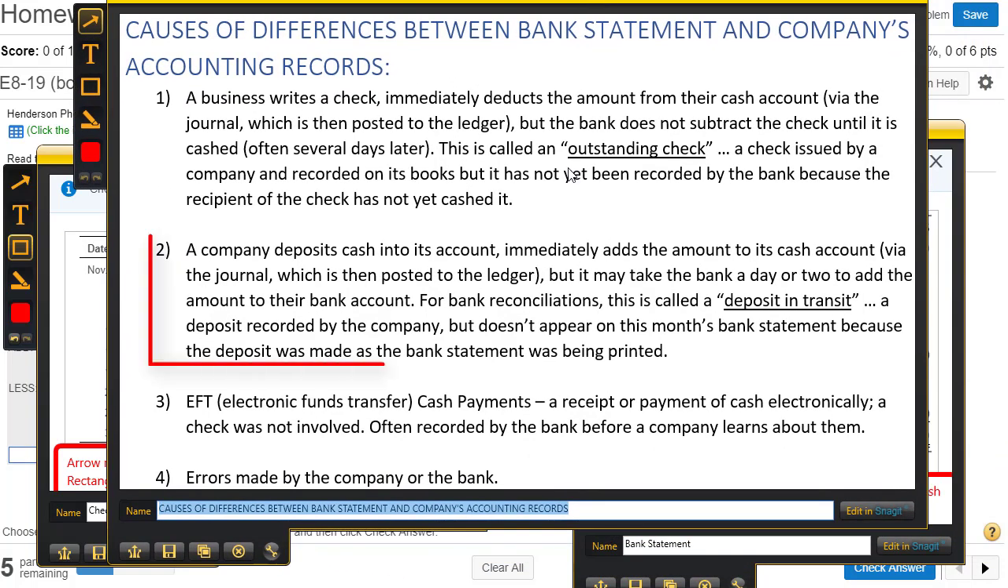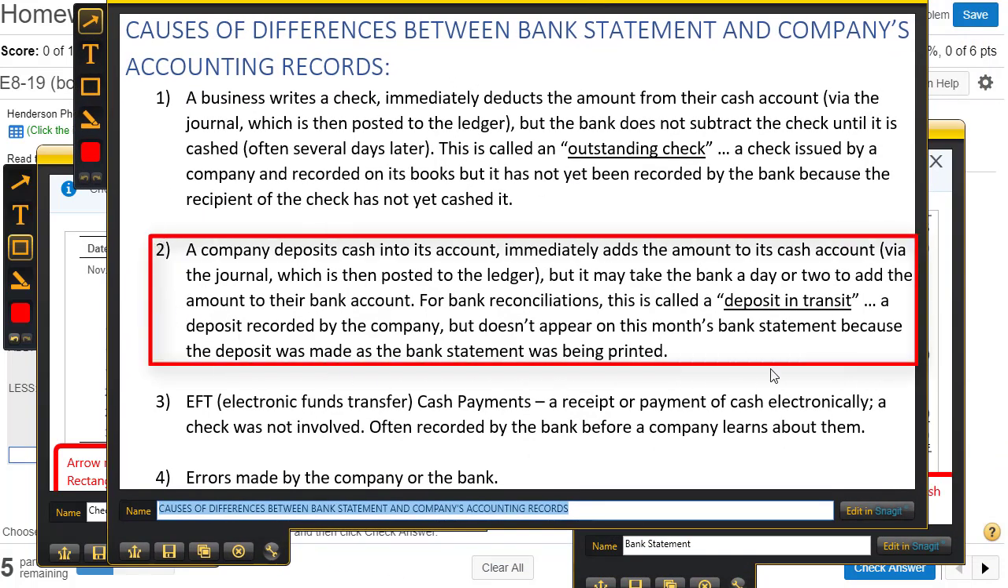So this is called a deposit in transit. And if you forgot what that means, here's my definition and explanation. You can pause the video if you want to see it again and review it.